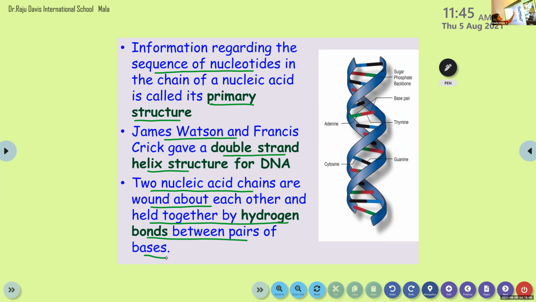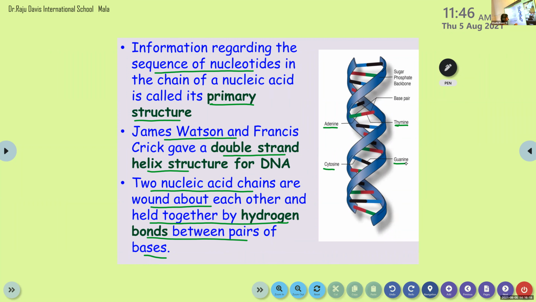Here in between these two nucleic acid chains, you can see there is hydrogen bond between their complementary pairs. We have learned about certain bases: adenine, guanine, thymine, cytosine, uracil. In the case of RNA, the uracil is there. So they will form hydrogen bonds between these two bases. Here you can see one is adenine and the next one is thymine. Here it is cytosine, the next one is guanine.